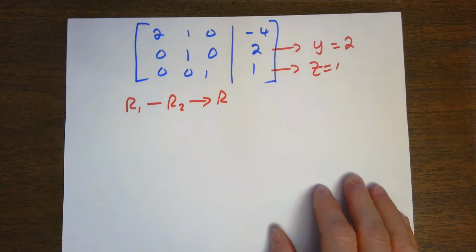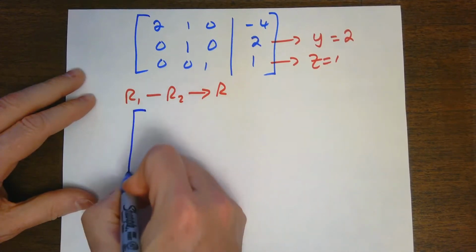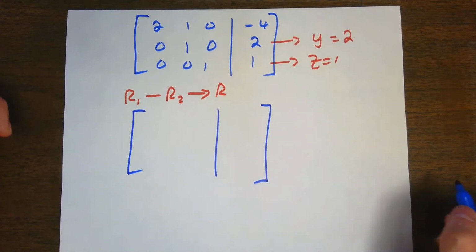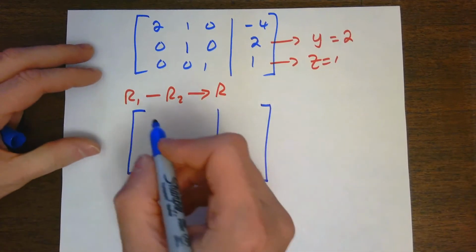Go ahead and try this row. Hit pause on the video. Try the row operations. Hopefully you're not just sitting there watching me plow through these things. If you are, you're going to be completely lost. You really have to try these things. You have to do them.